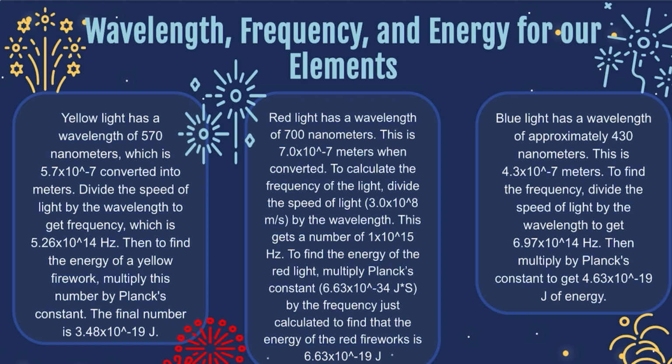Blue light, so this is for a blue firework. Blue light has a wavelength of approximately 430 nanometers. This is 4.3 times 10 to the negative 7 meters. To find the frequency, divide the speed of light by the wavelength to get 6.97 times 10 to the 14th hertz. Then multiply by Planck's constant to get 4.63 times 10 to the negative 19 joules of energy.